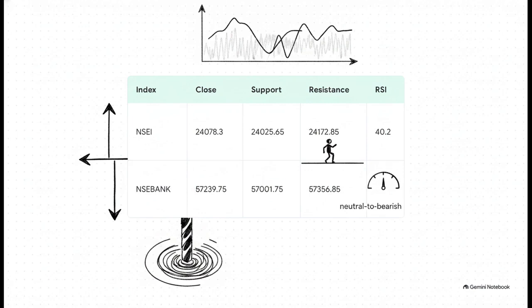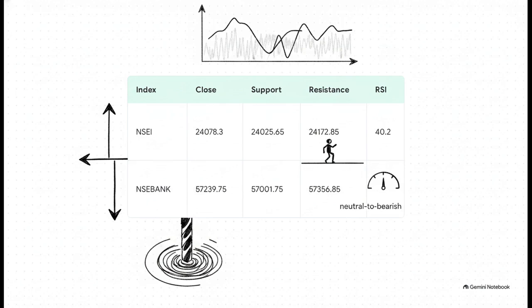The NSEI closed at 24078.3, and just look at its support level right there at 24025.65. That is an incredibly tight buffer. It's practically sandwiched right between its immediate support and a resistance band up at 24172. Plus, we're seeing a pretty neutral to bearish RSI of 40.2.